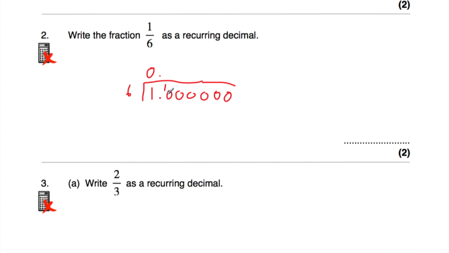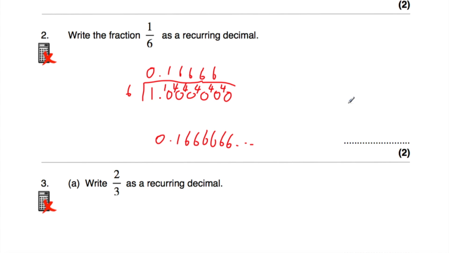How many 6s go into 10? Well, that's 1, remainder 4. How many 6s go into 40? Well, 6 6s are 36, that's going to be 6, remainder 4. And then how many 6s go into 40? 6, remainder 4, 6, remainder 4, 6, remainder 4, and so on. So that would be 0.166666, and it would just carry on like so.